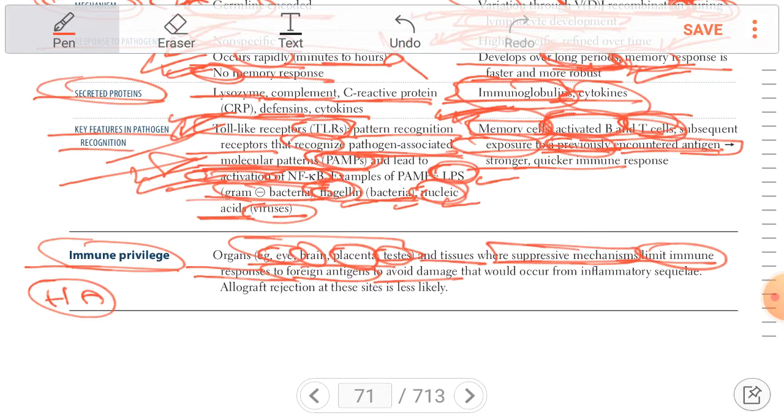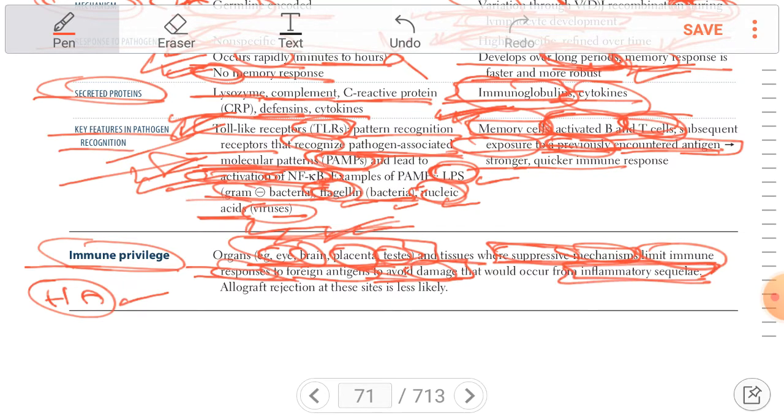So if there were immune recognition of these organs, what would it lead to? Damage to them in case of inflammation, in case of inflammatory sequelae. But during development, hidden antigen means there is no recognition of these organs by the body's immunity, through a suppressive mechanism that limits immune response to these organs to avoid damage in inflammatory sequelae.